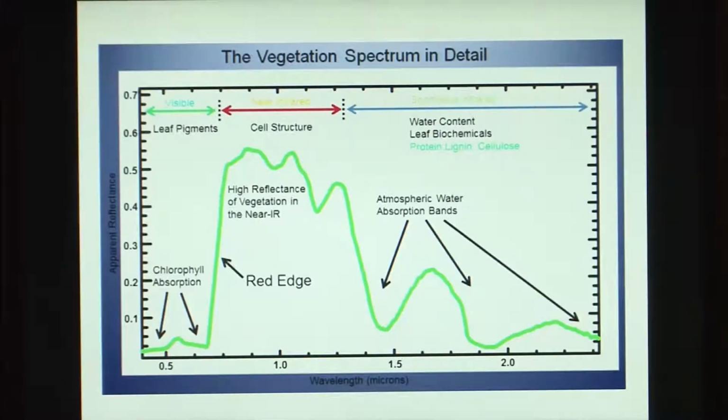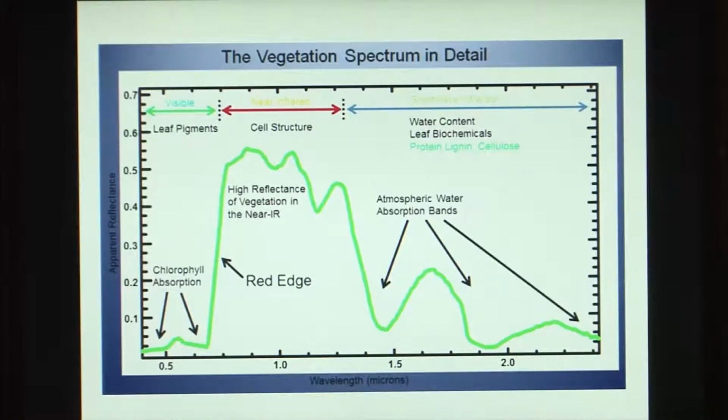In the near infrared portion the cell structure dominates, so trees give out lots of radiation reflected in the form of near infrared wavelengths. Then as we move towards the right, we have the short wave infrared, which is more affected by the water content and the leaf biochemicals, the proteins, lignin and cellulose found in the tree cells. So, can we use these? What we see in this image is called the vegetation spectrum. This is a spectral signature of one particular surface, that is the leaf surface.